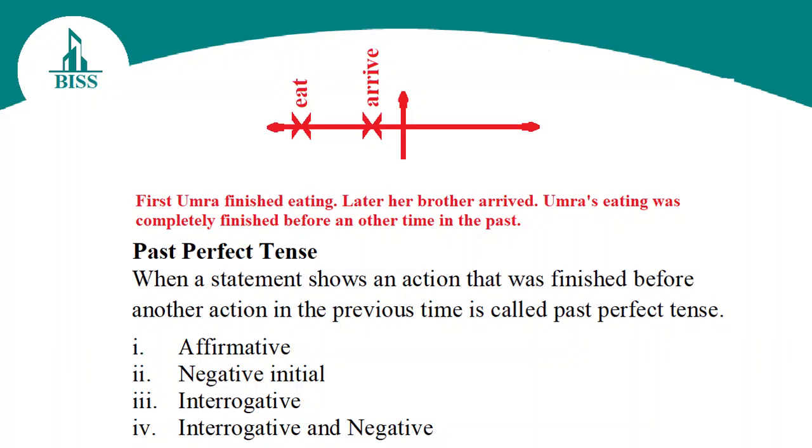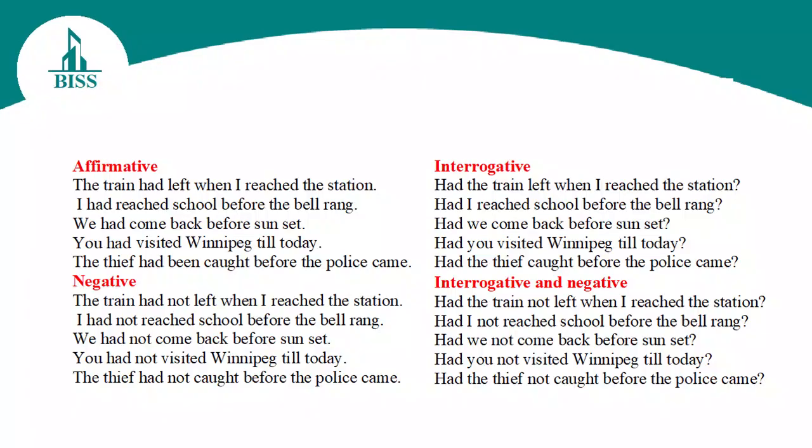Past perfect tense. When a statement shows an action that was finished before another action in the previous time is called past perfect tense. Affirmative. The train had left when I reached the station. I had reached school before the bell rang. We had come back before sunset.